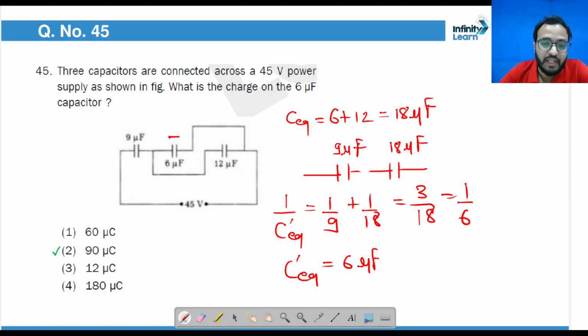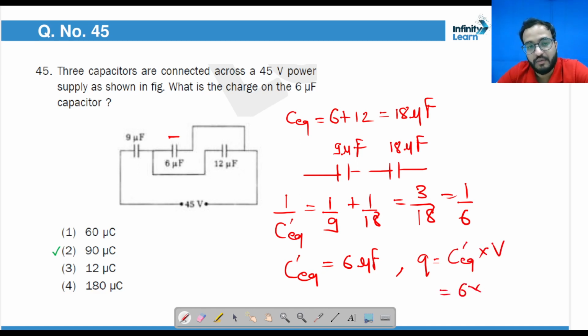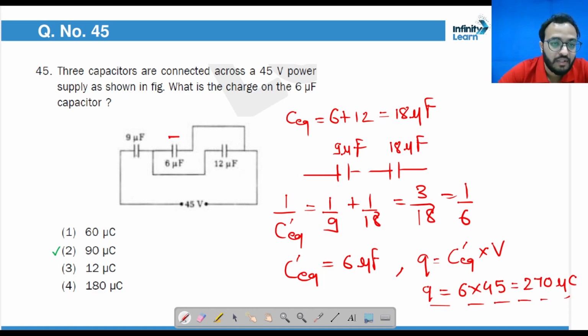Now what they need is, what is the total charge going? Total charge going will be C equivalent overall into overall potential difference. So 6 into 45, I suppose, is 270 microcoulombs. So this is the total or net charge. Now this charge will go, so it will come here. So here it will be 270 minus 270. Then this charge, after coming here to 9 microfarad, needs to divide itself.